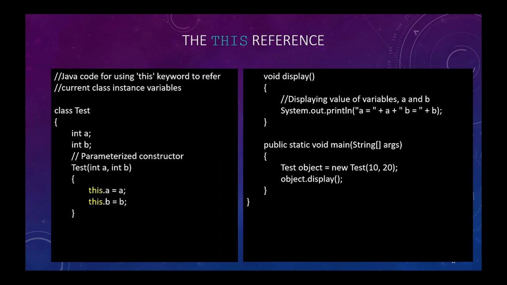It uses a lot of vocabulary, but let's look at this in action. Let's trace through this code. We're going to start in the main on the right-hand side. You create a new test object with the numbers 10 and 20. So it's going to look at the constructor. If you look at the constructor on the left, it says this.a equals a. So the class variable a will be set to the value of 10.